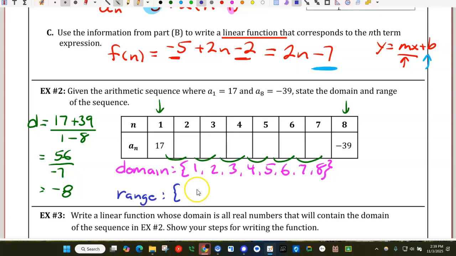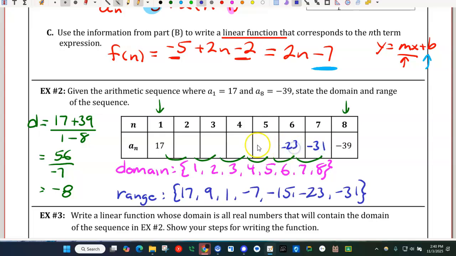So here, I think you end up with what? 17 minus 8 is 9, minus 8 is 1, minus 8 is -7, -15, -23, and -31. Which, of course, are the same values that go in here. There we go.